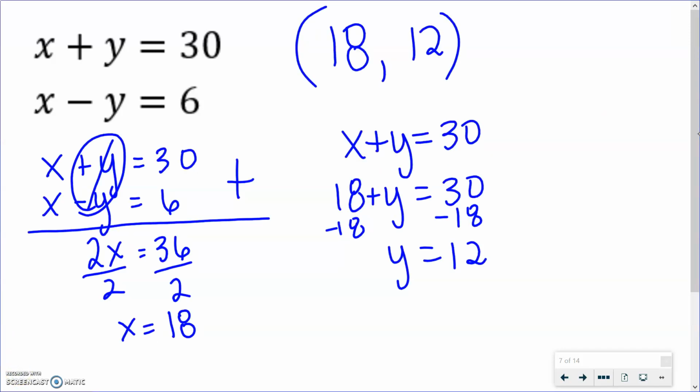Okay, once you have tried this one, your answer should be x equals 18, y equals 12. You should notice here that these y's actually will eliminate, the plus y and the minus y. They will eliminate when you add them together. So then you get 2x equals 36. Divide both sides by 2 and get x equals 18. Plug that into either equation and solve for y, and you should get y equals 12.